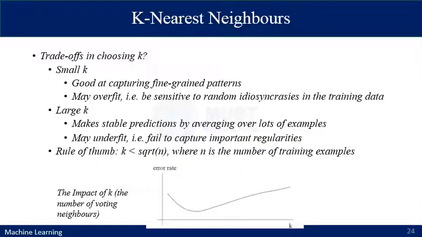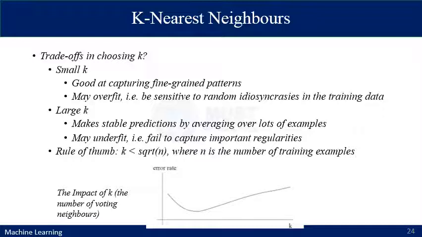This leads to the question: what should be the value of k? How many neighbors should be employed to vote on a specific example? You can use different values, so you have to trade off between the values to choose k. If you use a smaller value of k, for example 2 or 3 or up to 4 neighbors, you have the chance to capture fine-grained patterns. That means you have the chance to identify the least dissimilarities between the examples.